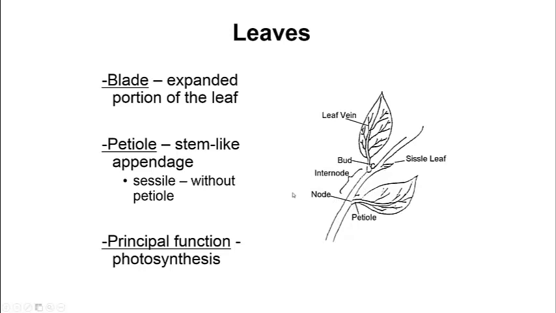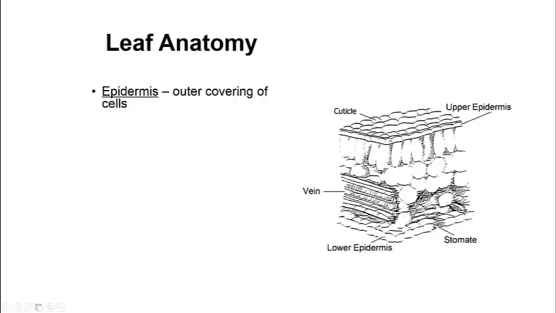The principal function of leaves is to photosynthesize. The outer covering of the leaves is called the epidermis. It's one cell layer thick at the top, and there's also a similar epidermis at the bottom. The upper epidermis, and actually the lower epidermis too, although it's usually not quite as significant, is covered with a cuticle.